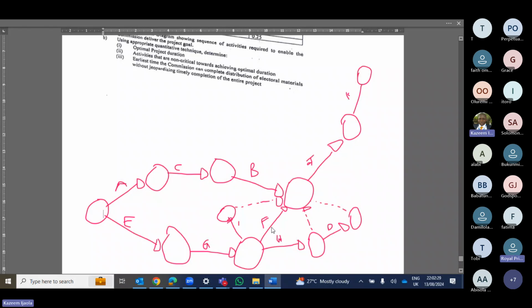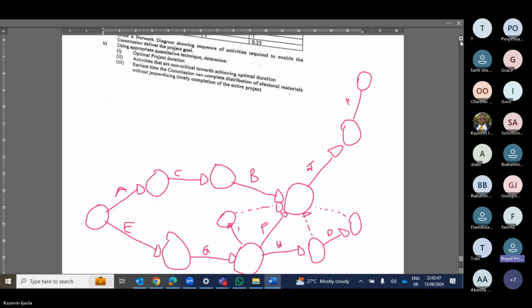So the road cannot move from D to I. From I, you will go to J and K. That is how it's done. It will be E, G, I, J, K. Oh yeah, let's do this critical path now. Drawing is done now.